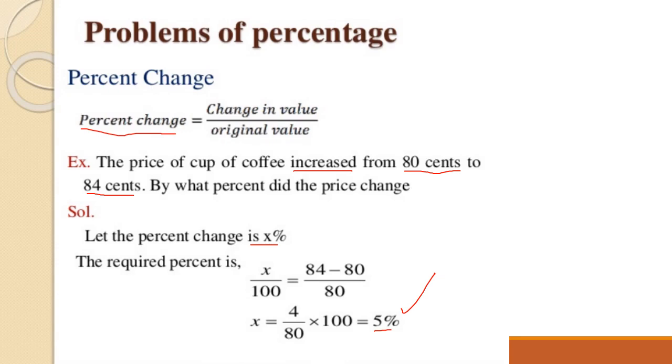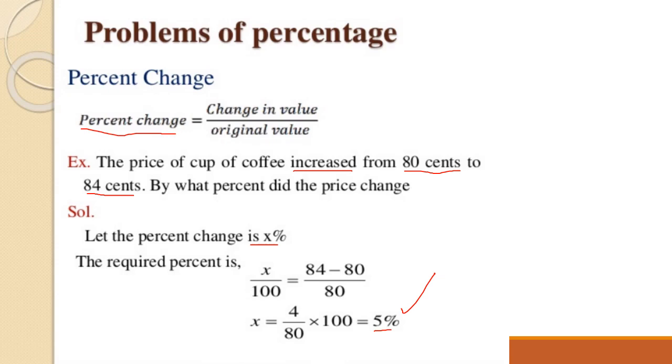So x is equal to 4, from here 84 minus 80 is 4, divided by 80, multiplied by 100. There we did the cross multiplication. We took 100 from the left side to the right side, because we need to find x. So we need to make x alone. Okay, 4 upon 80 multiplied by 100. When you solve it, it will be 5%.